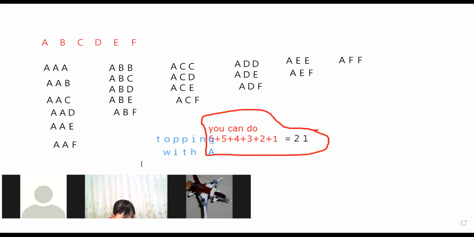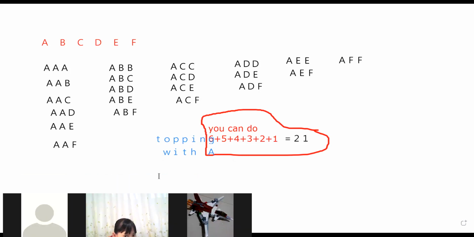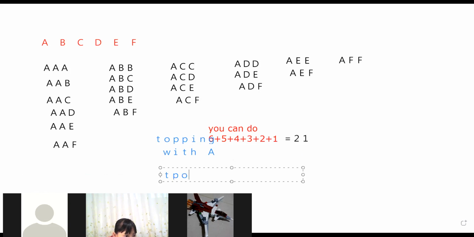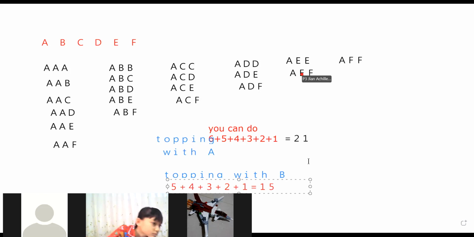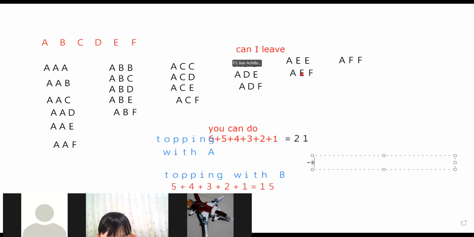But if we choose to have toppings with B, then we don't get 21. We just get 5 plus 4 plus 3 plus 2 plus 1, which is equal to 15. Here, we need to list them all out, and in total we will get 56.